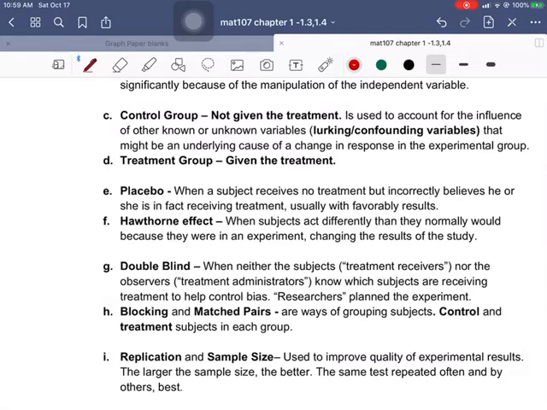A placebo is when somebody receives no treatment but incorrectly believes that he or she is in fact receiving treatment, and usually with favorable results. So if you're giving people like a supplement and it makes them feel great, and they can talk themselves into thinking that they got the treatment and they feel great, so that's a problem. You also have the Hawthorne effect, where the subject acts differently than they normally would because they're in an experiment, which changes the studies there.